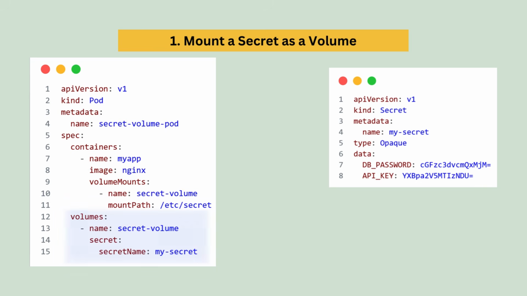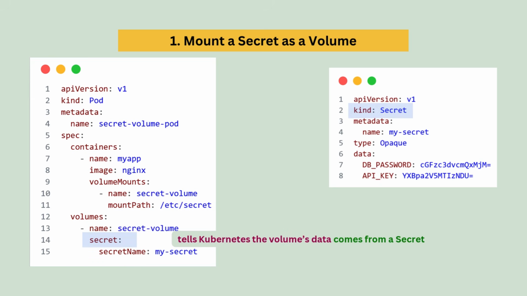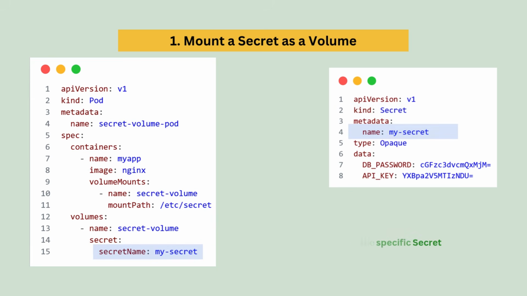Inside your pod YAML, this part defines a volume, and instead of pulling data from a config map, it pulls it from a secret. So here the secret tells Kubernetes the volume's data comes from a secret, and the secretName, my-secret, is the specific secret Kubernetes should read.